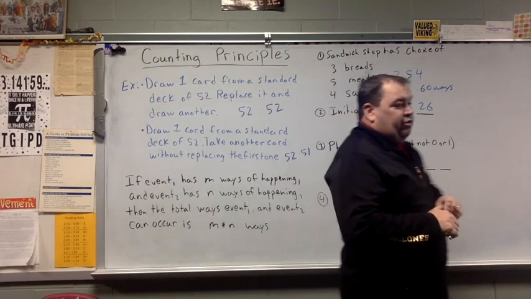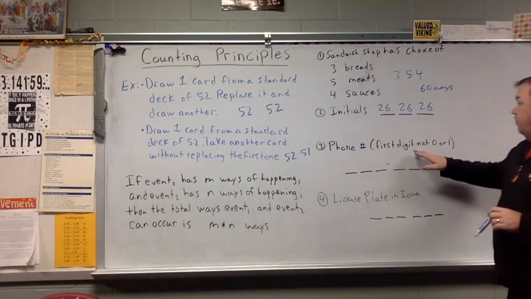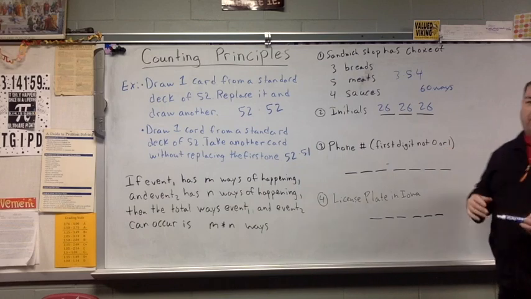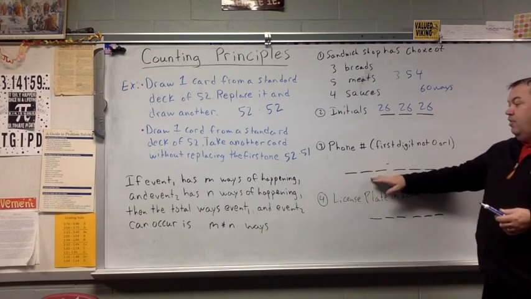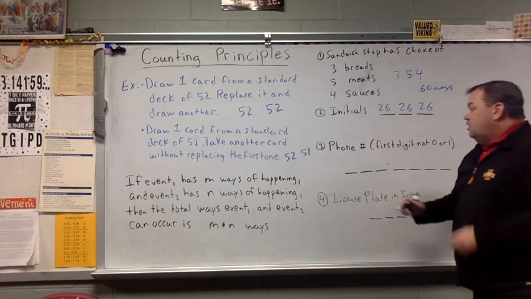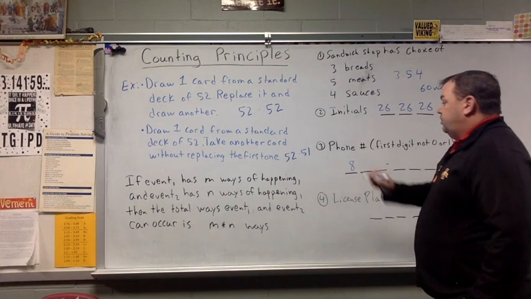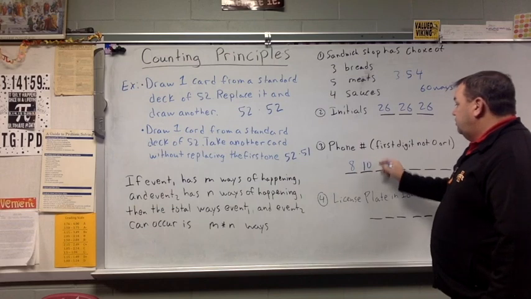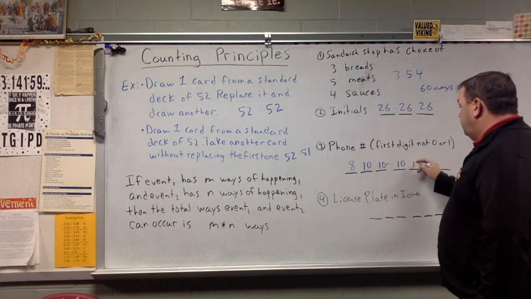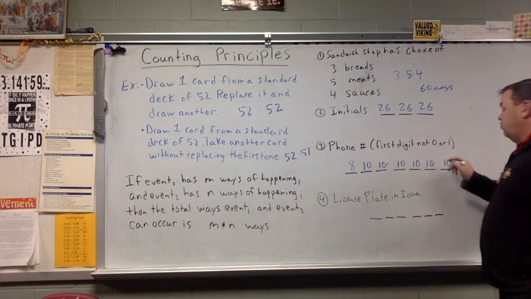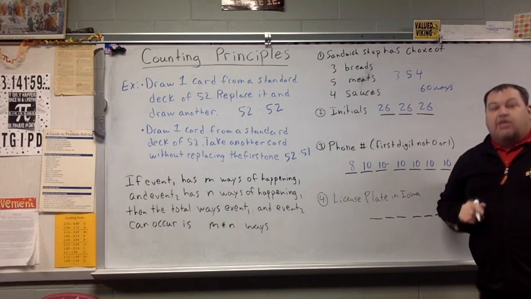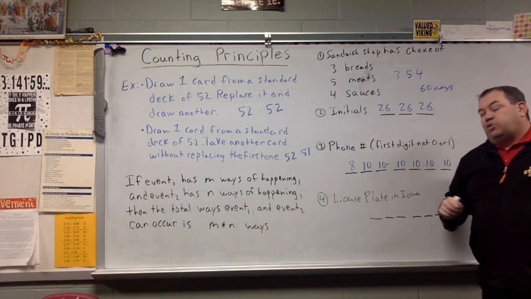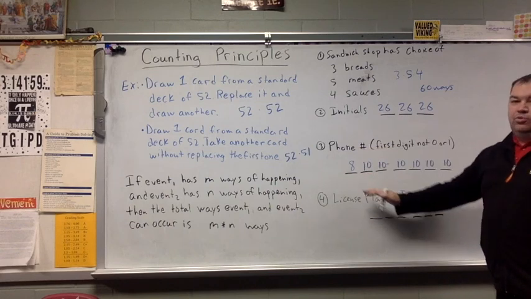Another example would be phone numbers. Now you cannot have a first digit of 0 or 1 in phone numbers. So if I take a phone number without the area code, there are only 8 choices for that first number. But there are 10 choices for all of the other ones because you can have repeat numbers. Now if I said I want a unique phone number that has no repeats, that would totally change this.